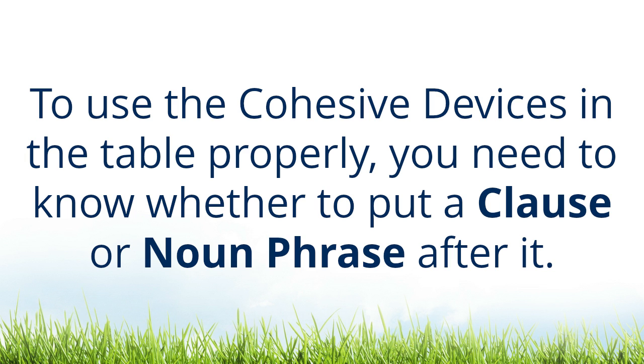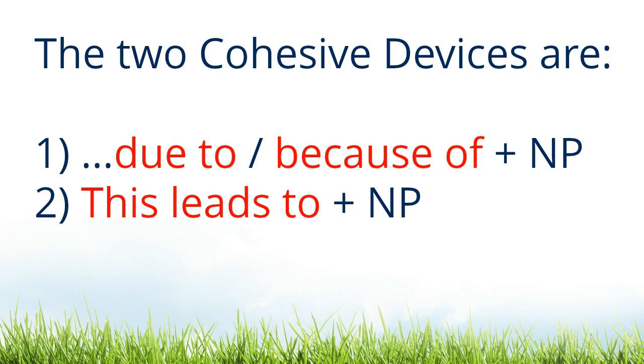In particular, using two cohesive devices in the table I gave you has proven to be quite challenging to some students. The two cohesive devices are due to or because of, and this leads to. As you can see, after these two phrases, you put a noun phrase and not a clause. This is because the to or of is a preposition. In English grammar, a noun phrase always comes after a preposition.